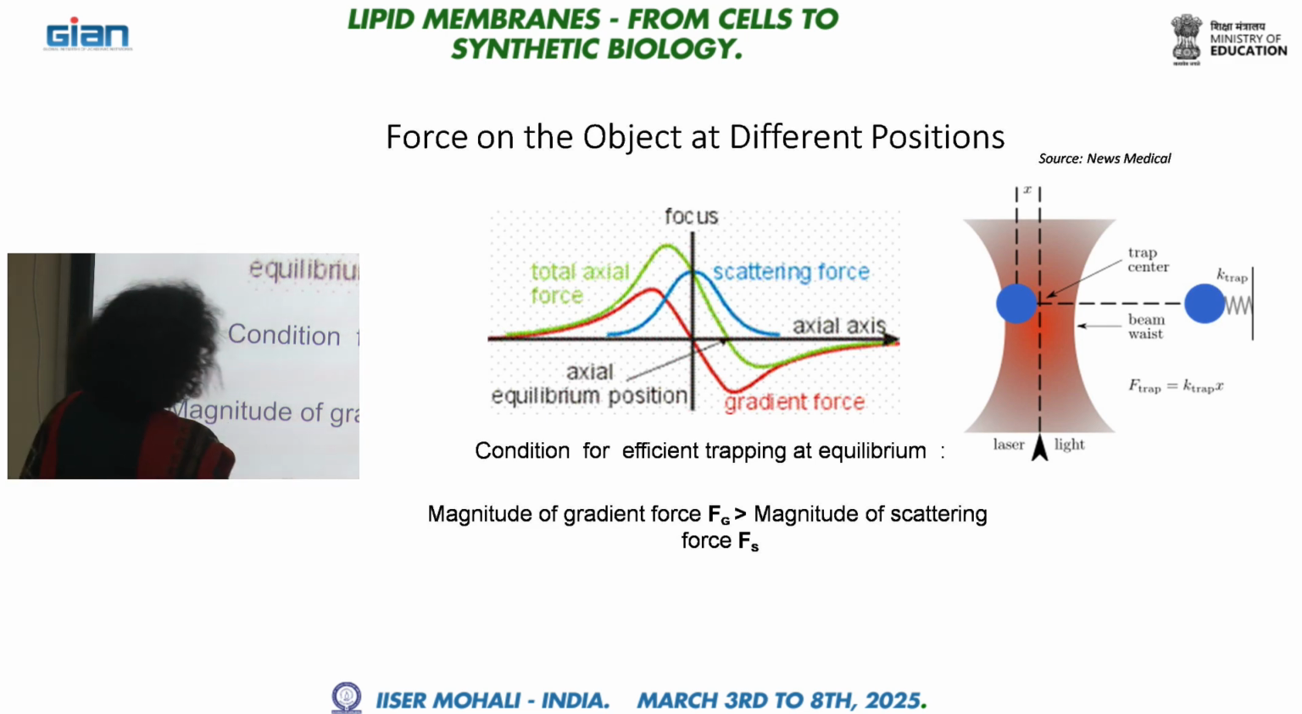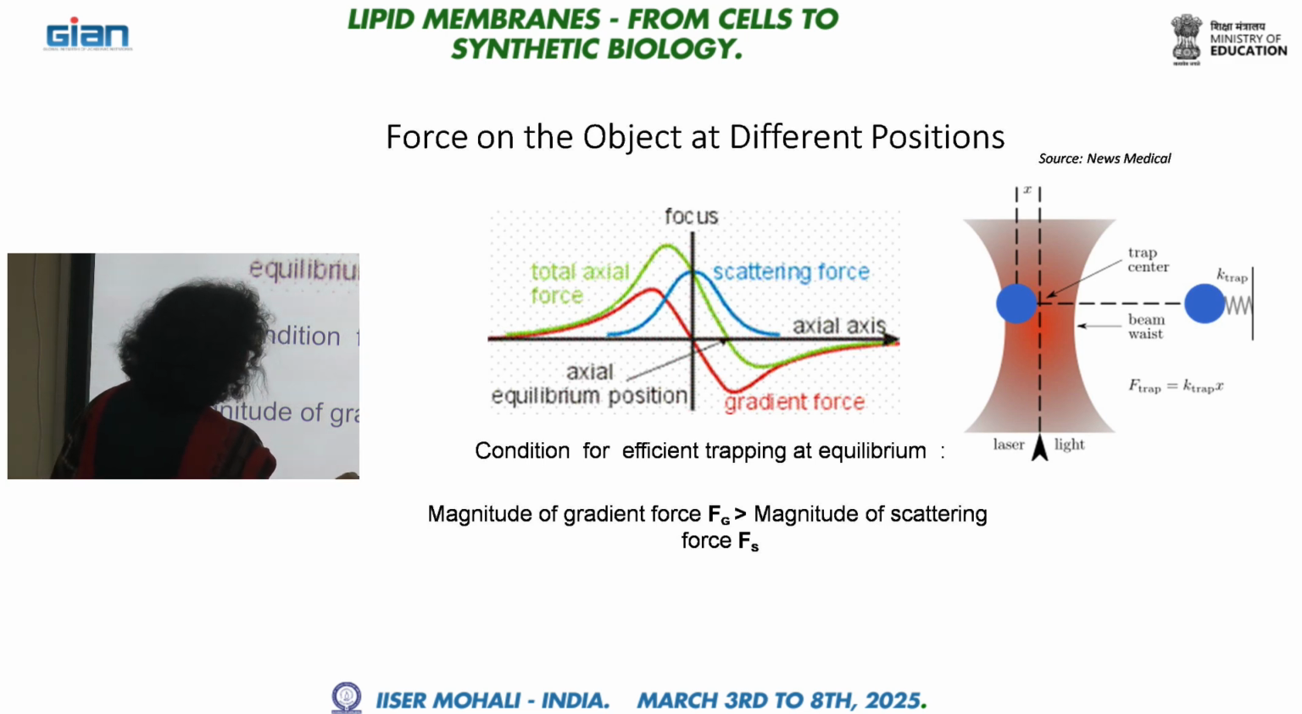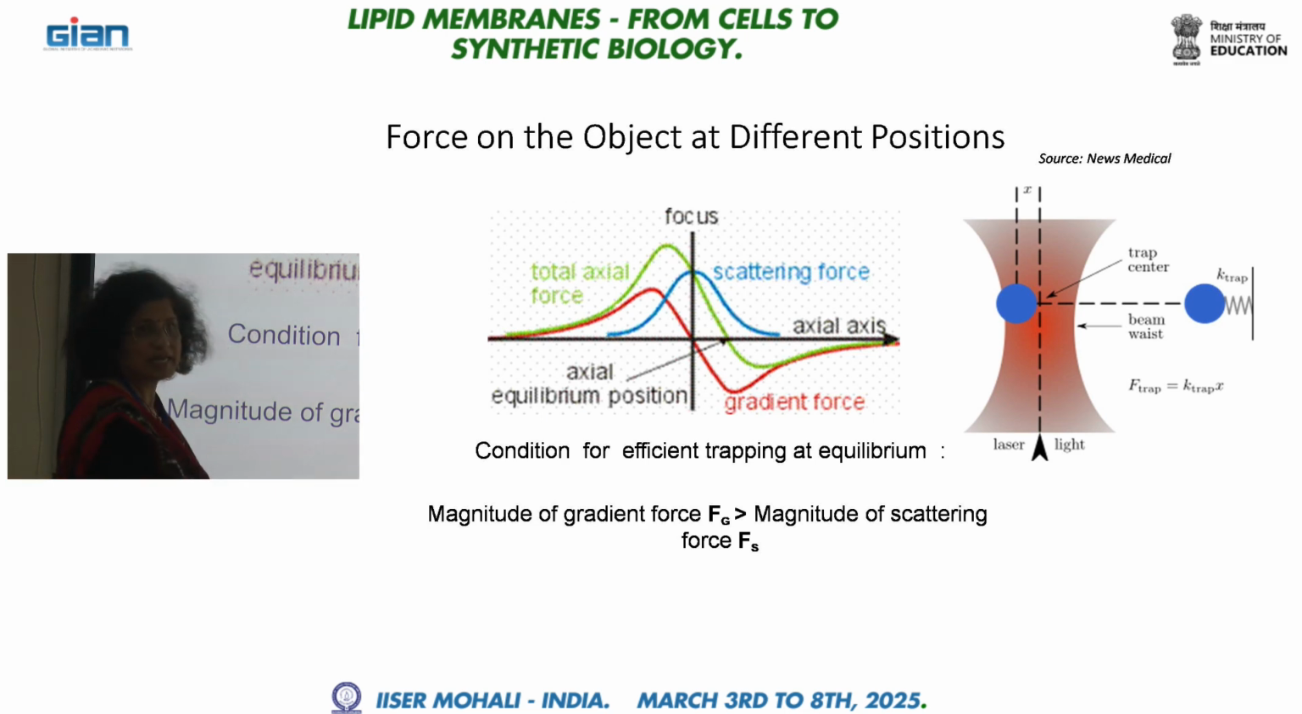Now since the intensity is maximum over here, the scattering force is also going to be the strongest at this particular position, and that is represented by the blue line. As you move away from the focal point, the scattering force is also going to come down in magnitude. That is the first force.